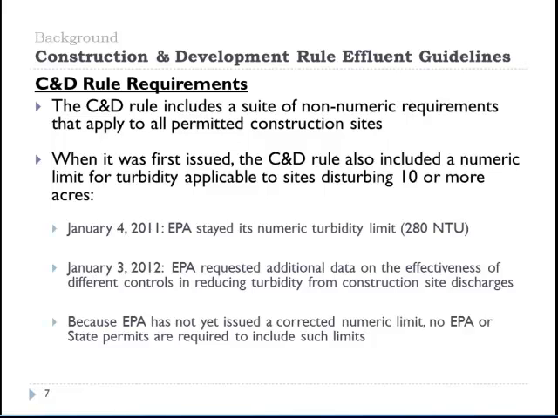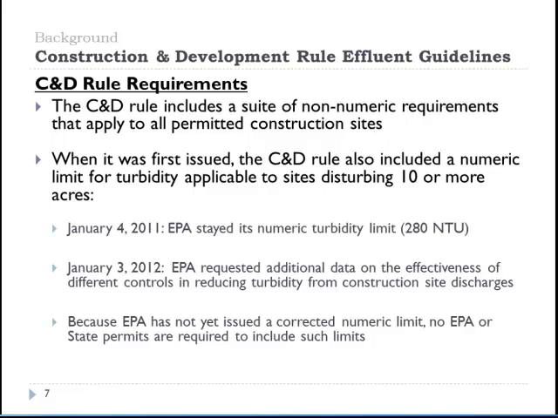When the rule was first issued, it consisted of two components. The first component was a set of non-numeric requirements that apply to all construction sites. And there was also a numeric component that applied to sites that disturb 10 or more acres. For that specific numeric limit, this was a limit on turbidity. You may be familiar with the 280 NTU limit.